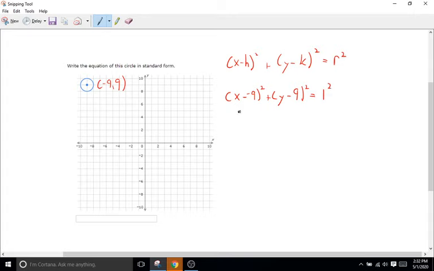Okay. Now this is the point I wanted to make here. We have x minus a -9. Well, minus a negative just cancels out to positive, right? Saying you are subtracting a negative is just really adding that number. So x minus a -9 is really just x plus 9 squared plus y minus 9, because again, the coordinate was a +9, equals 1 squared. 1 times 1 is 1.